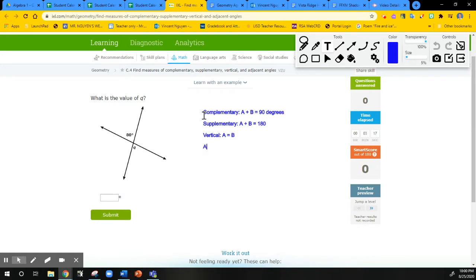And then finally, adjacent is a little bit more complicated because adjacent angles are two angles that are next to each other. So if you add them together, it equals the total, right? So the relationship is angle A plus angle B, or maybe there are more than two angles, but the total will be equal to the sum. So whatever the total is, right? It's not necessarily 90 or 180. It could be 237. Who knows, right? But whatever the total is, angle A and angle B will add to equal that.